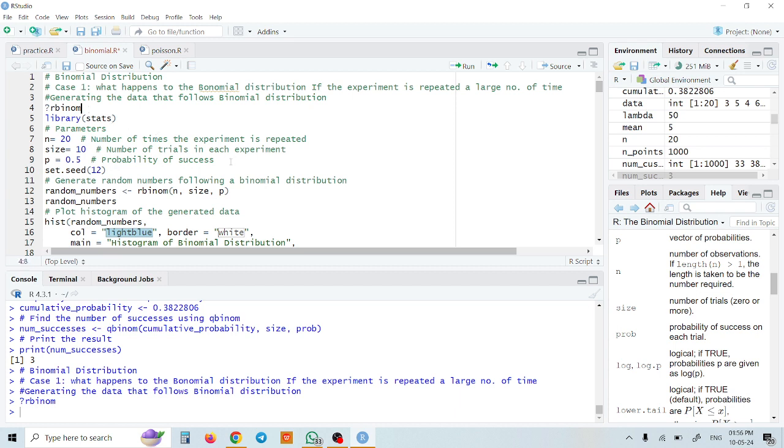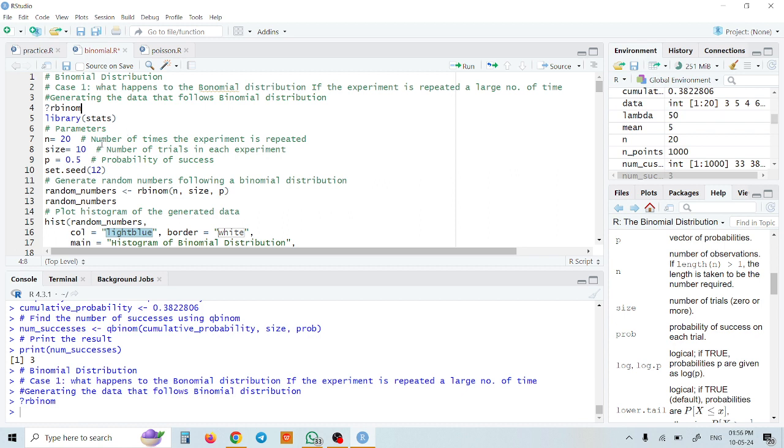Now we will be understanding the problems with the help of examples. So we'll take it case wise. Case 1: we are trying to understand what happens to the binomial distribution if the experiment is repeated a large number of times. If we repeat the experiment a large number of times, how does the distribution behave?